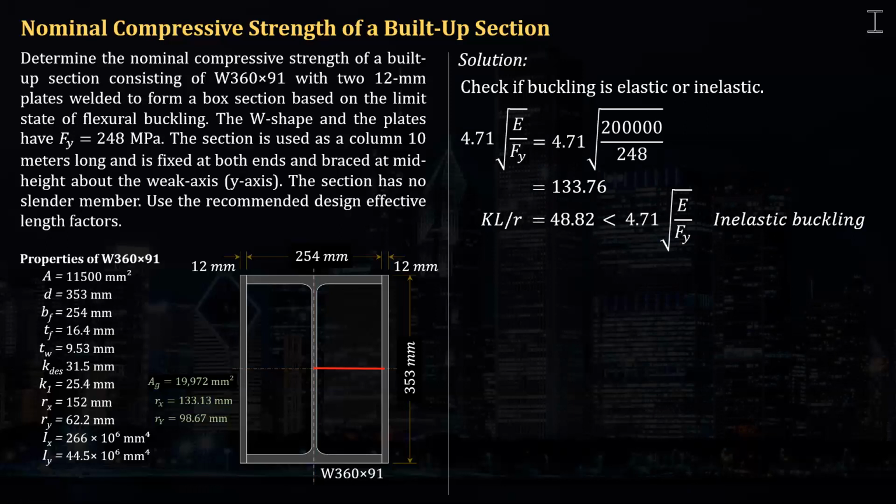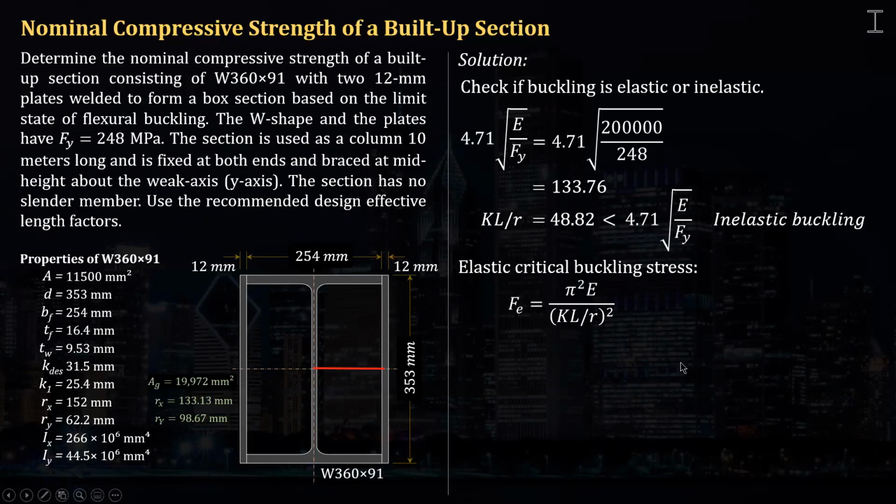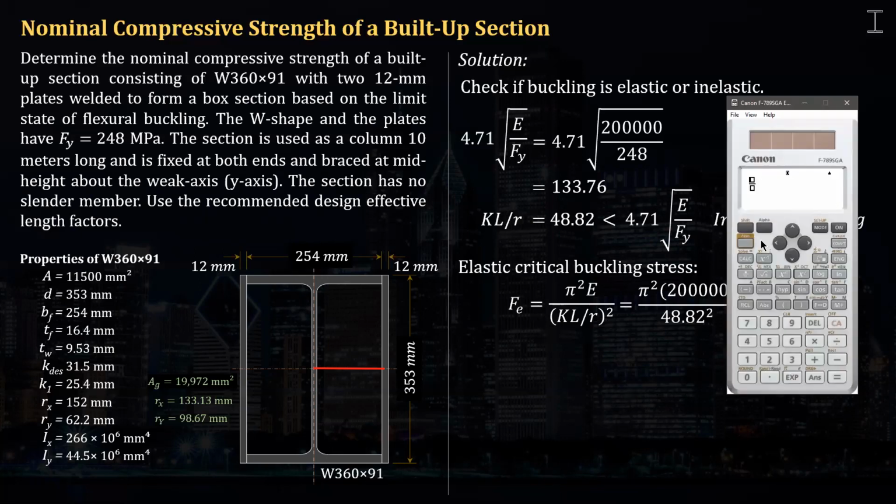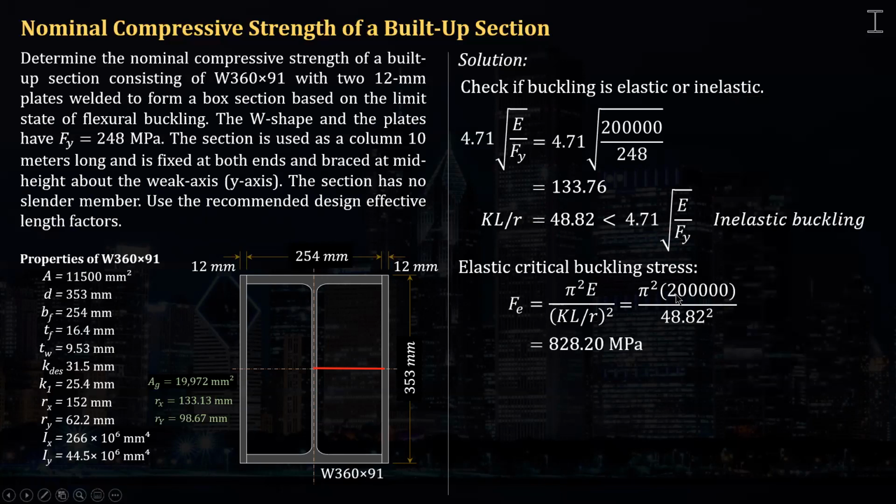For inelastic buckling, we're going to use the formula Fcr is equal to 0.658 raised to Fy over Fe, times Fy, based on the code. Now, Fe is the elastic critical buckling stress, also called the Euler buckling stress. That has a formula Fe is equal to pi squared E over KL over R squared. Substituting that, this is equal to pi squared times 200,000 over that 48.82 squared. And that is 828.2. Okay, that is the value of Fe.